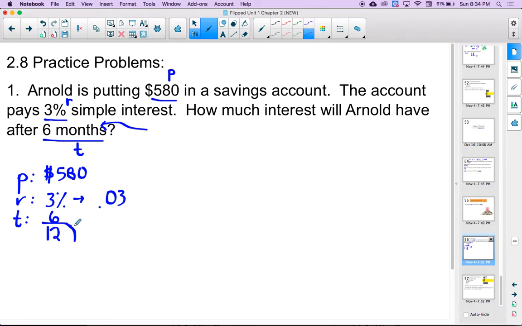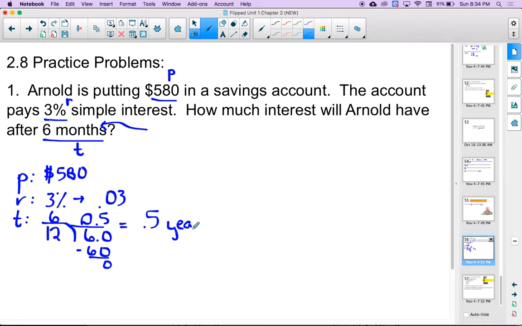So we drop the 6 into the house, add our decimal. 12 does not go into 6, but 12 does go into 60. 12 goes into 60 5 times. 5 times 12 is 60. Subtract, and we get 0. So our time here is going to be 5/10 of a year.